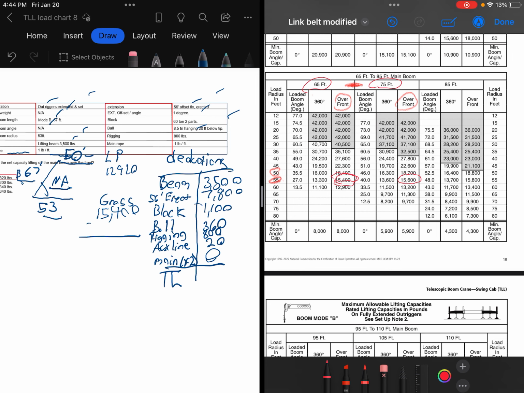So now all we've got to do is add up our deductions, our dead hanging weight together, and subtract them from our gross capacity, the maximum capacity that our crane can pick up. So let's start with 3,500 plus 7,800 plus 1,100 for our block, 360 pounds for our ball, 800 pounds for our rigging, and 20 pounds for our aux line equals 13,580 pounds.